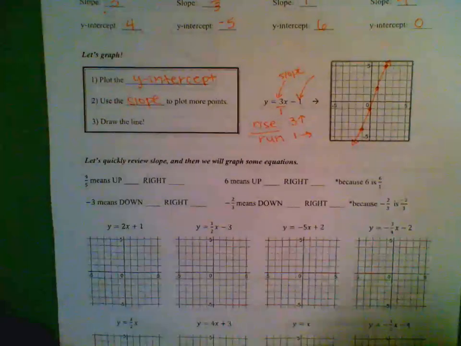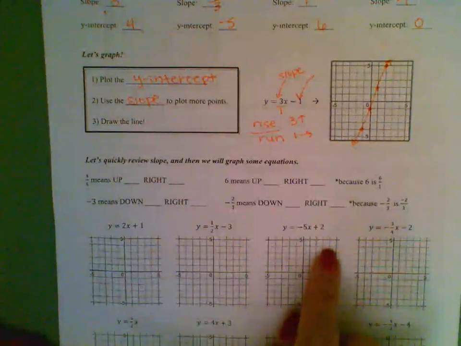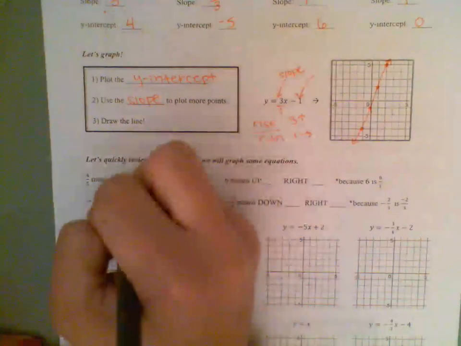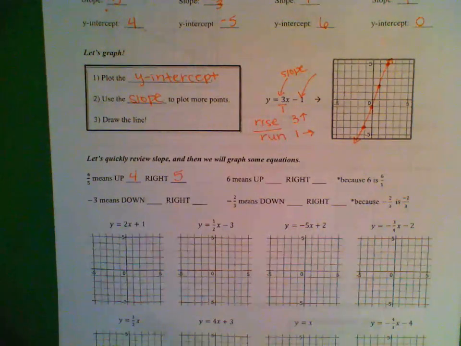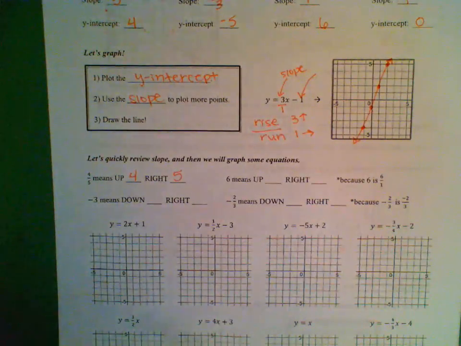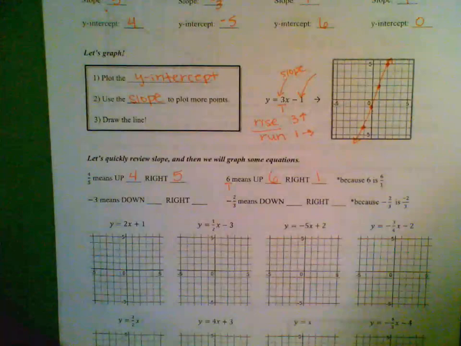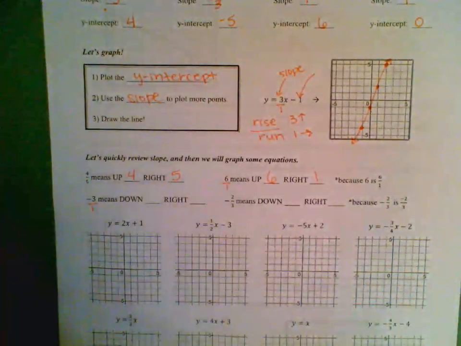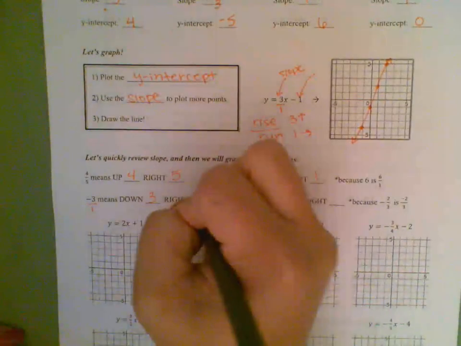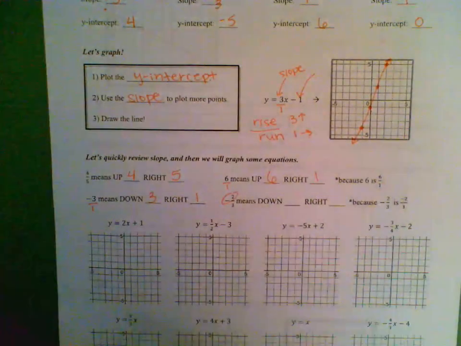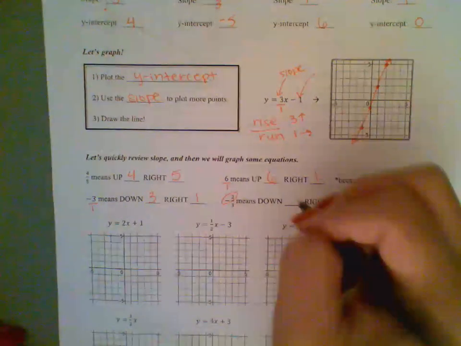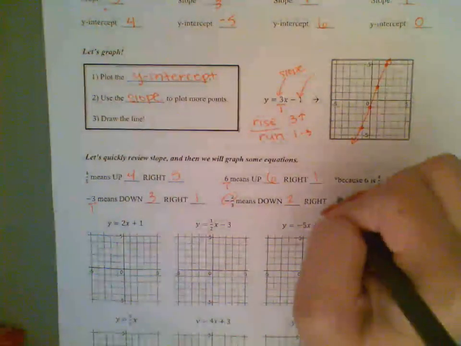Next, we're going to quickly review how we're going to read these. 4 over 5 means up 4 and right 5. Go ahead and pause this video and see if you can figure out these other 3. So 6 is really 6 over 1, which means you're going up 6 and right 1. -3 is -3 over 1, so you're going down 3 and right 1. And for this one, this negative, we're going to keep with the 2, which means you're going down 2 and you're going to go right 3.